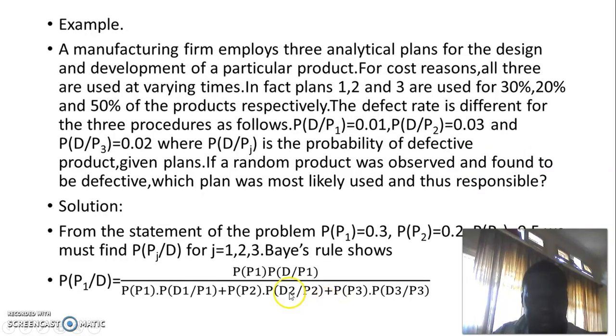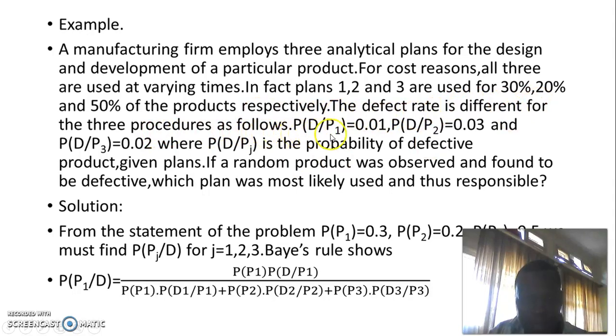For example, a manufacturing firm employed 3 physical plans for the design and development of a particular product. For cost reasons, all 3 are used at varying times. In fact, plans 1, 2, and 3 are used for 30%, 20%, and 50% of the products respectively. The defect rate for the 3 procedures is as follows.